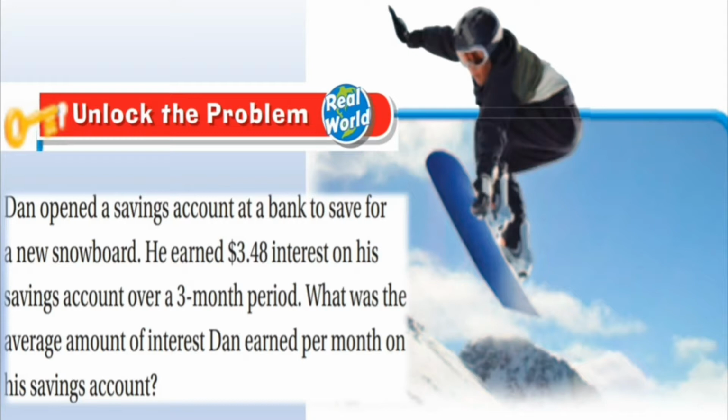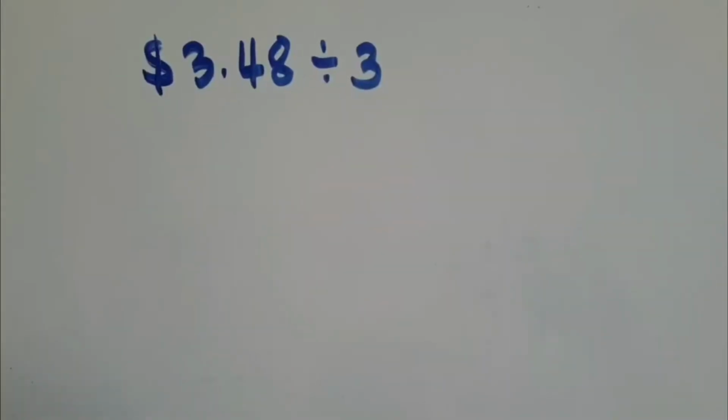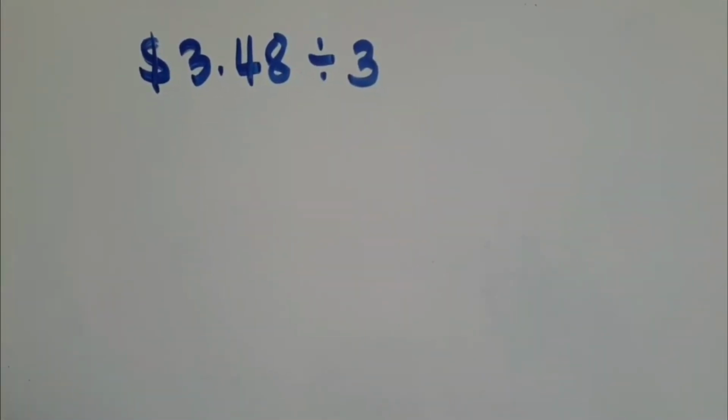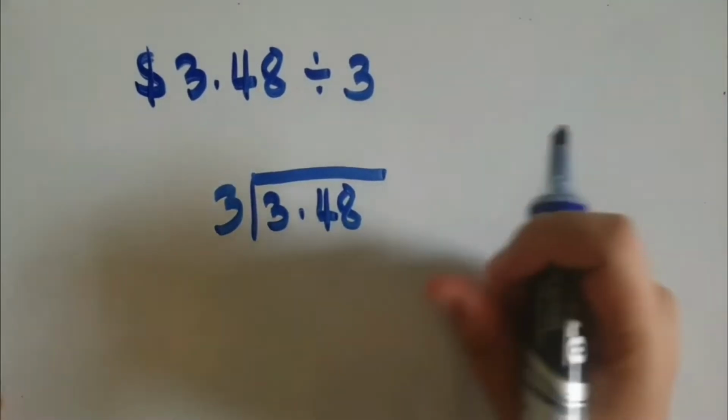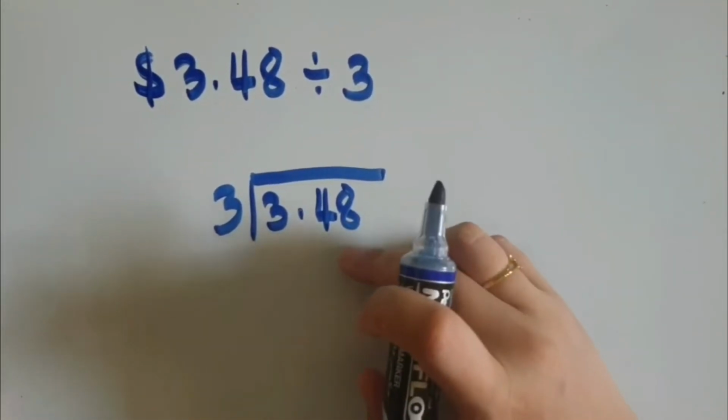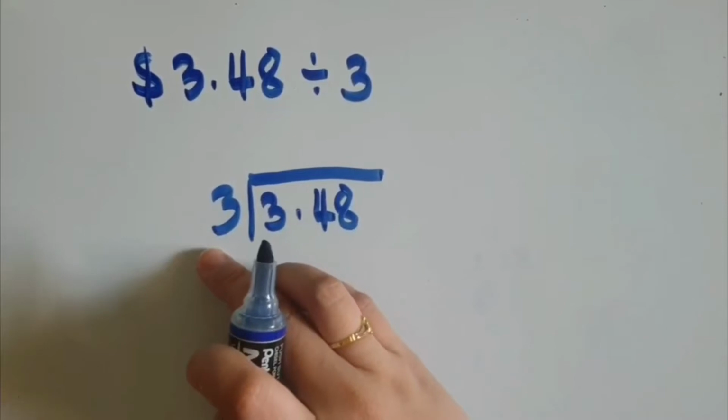Dan opened a savings account at a bank to save for a new snowboard. He earned $3.48 interest on his savings account over a 3-month period. What was the average amount of interest Dan earned per month on his savings account? To solve this problem, we need to divide $3.48 by 3. So, we will have 3.48 divided by 3.